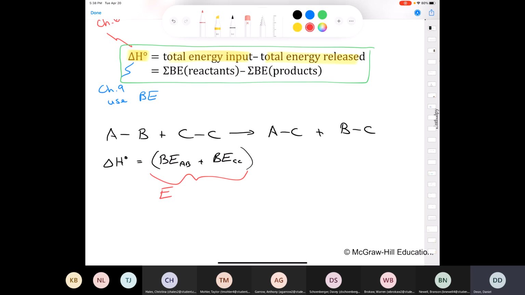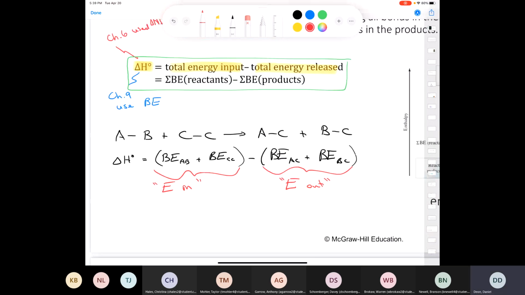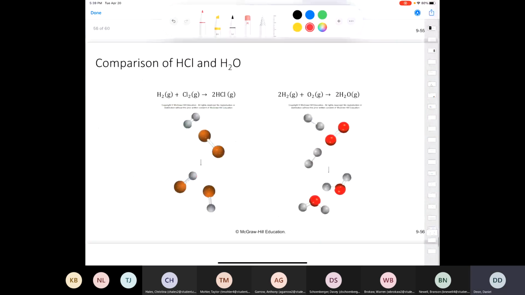So energy in, okay? Then what you would do is you would subtract the bond enthalpy of the AC bond plus the bond enthalpy of the BC bond, right? Because this is energy that's going to be released, so energy out when the bonds are formed. With that in mind, let's take a look at an example.